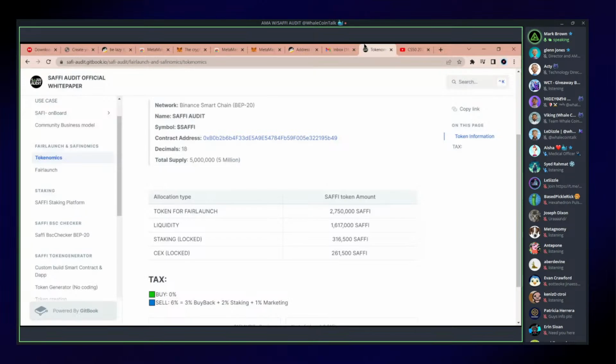We paid already for the fast track for CoinGecko and CoinMarketCap. We paid for one CEX and we're trying to get what they call Bitmart. We tried to get Bitmart covered also to have another CEX in addition to the CEX we already have.